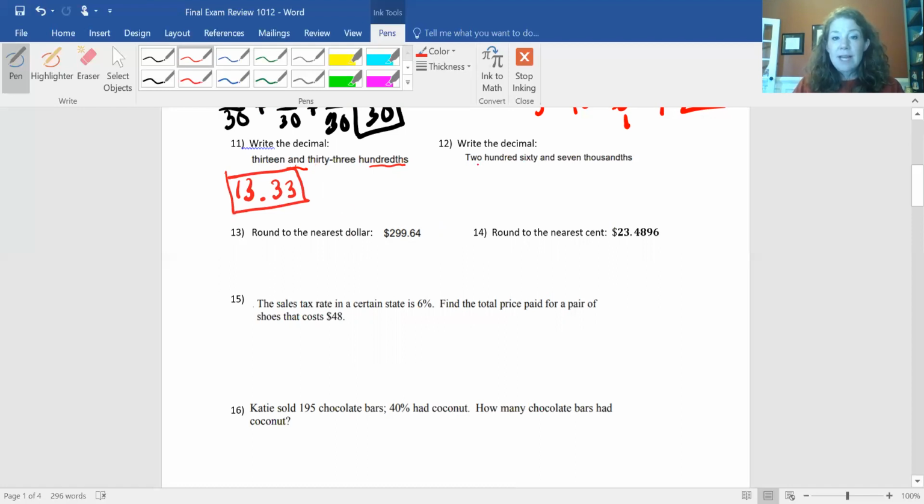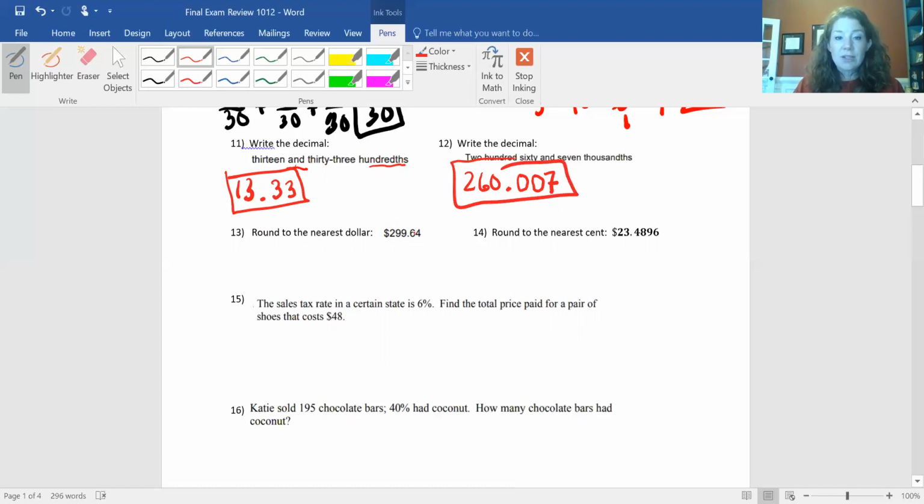Number 12, we're writing 260 and 7 thousandths. So I know the and goes behind the 260. So I need the 7 in the thousandths place. So this is the tenths, hundredths, thousandths. 260 and 7 thousandths. That's how you write that number.